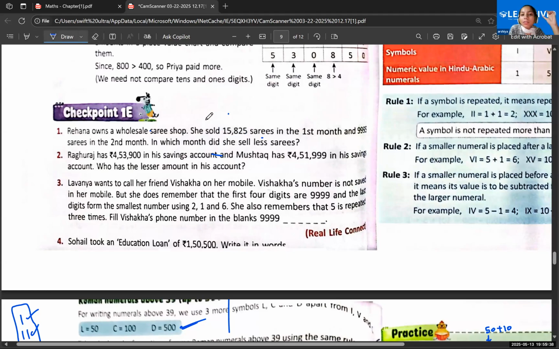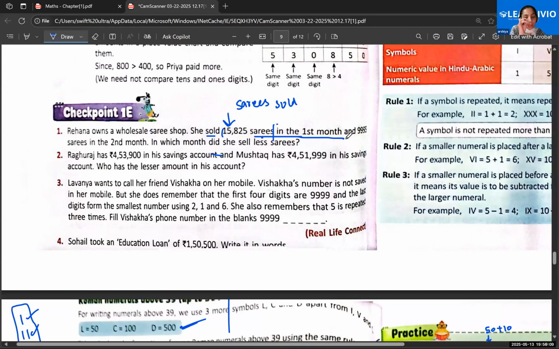Now, what does this mean? Why have they given it? This is the number of saris sold in the first month. Is it clear? Yes, ma'am. We can only write the first one, then the number, then the second one, then the number? Yes, you can just write: saris sold in the first month.